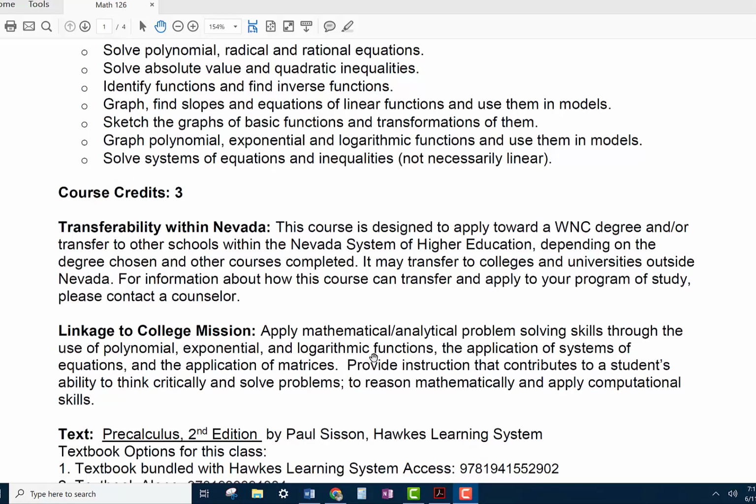Transferability within Nevada. This course is designed to apply towards a WNC degree and/or transfer to other schools within the Nevada System of Higher Education. Depending on the degree chosen and other courses completed, it may transfer to colleges and universities outside Nevada. For information about how this course can transfer and apply to your program of study, please contact a counselor.